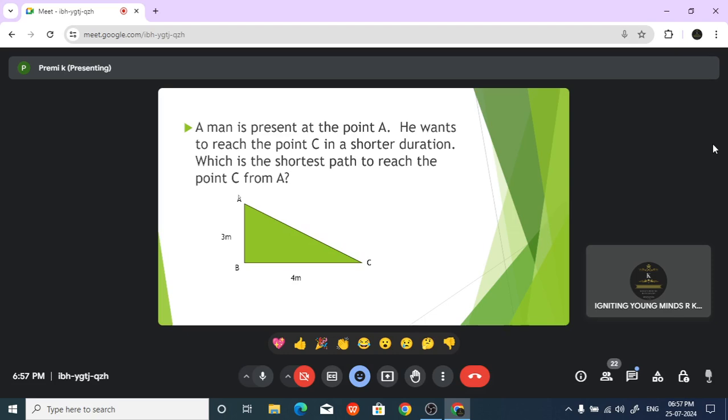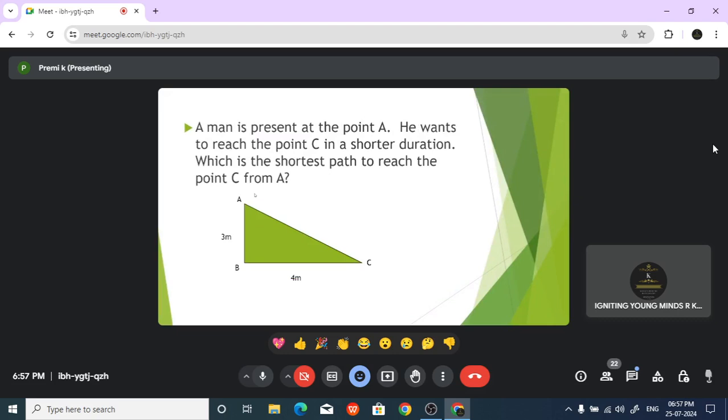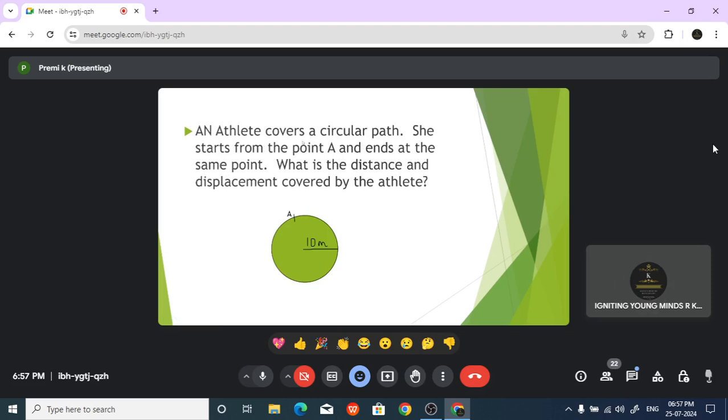That is the hypotenuse. Hypotenuse square is equal to 3 square plus 4 square. Sorry, the square of the hypotenuse is the sum of the squares of the other two sides. So the hypotenuse is 5, as our student said. Super. Let us go to the next sum.